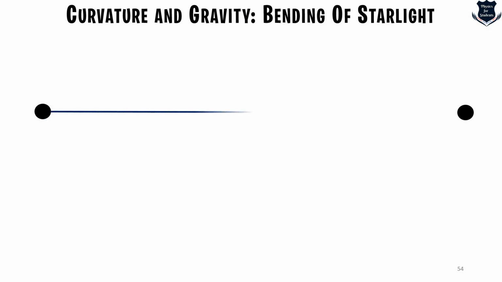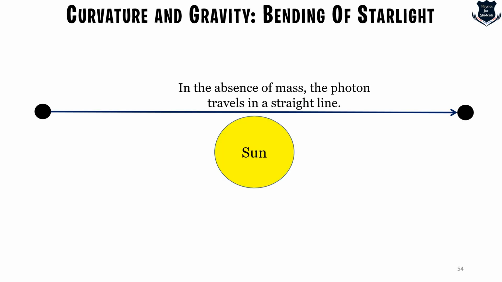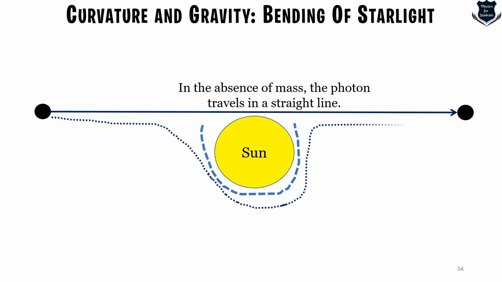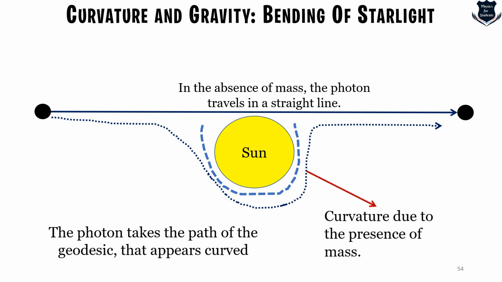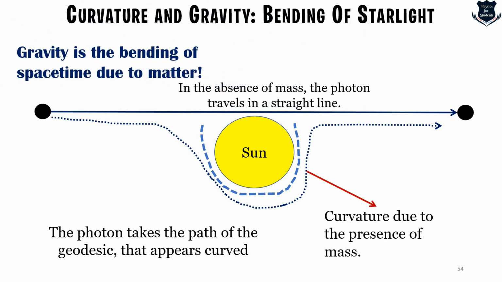The bending of starlight also accounts for differential geometry, because if I shine a light ray in the absence of mass, it would go straight. But if I put up a sun, which has a considerable amount of mass, it will cause a curvature, a dent in the fabric of space-time. If I shine the light from here, it won't go straight, but will take the bent, curved space-time. The photon takes the path called the geodesic, and the curvature is due to the presence of matter. It was proved in 1919 through Eddington's experiment that gravity is the bending of space due to matter.